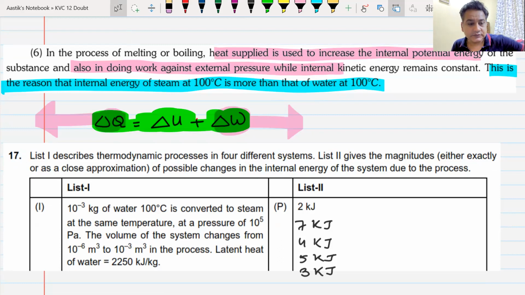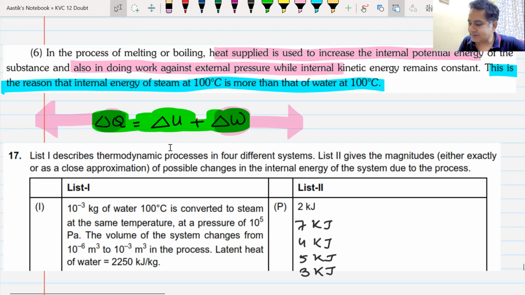Yes. Shall I do it? Not able to solve it? Shall I do it? Yes, sir. Yes, beta. Are you solving it or shall I do it? Okay, please solve.